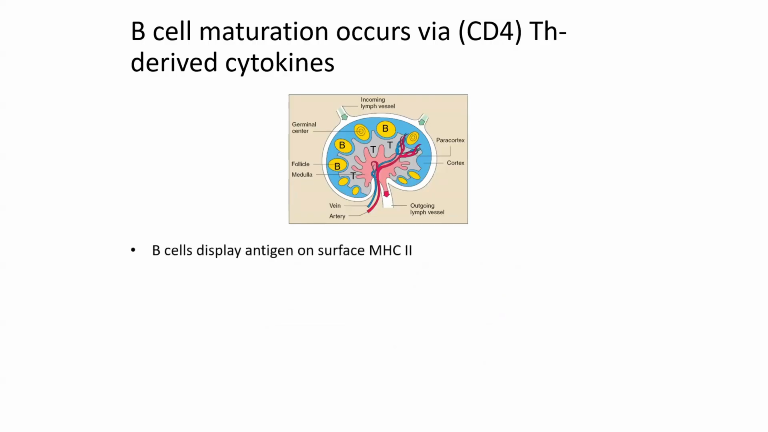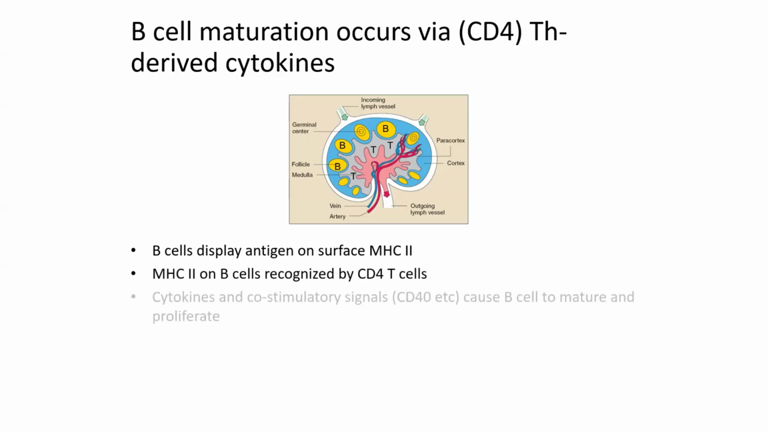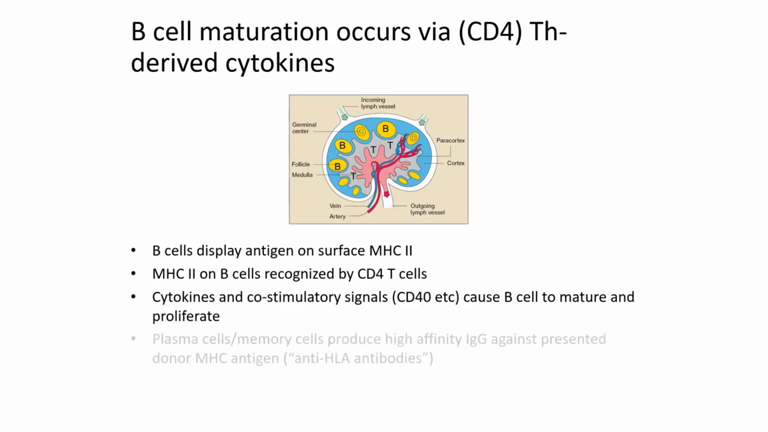So now we're discussing B cells. Remember, B cells are antigen presenting cells. They display an antigen on MHC2. It's recognized by CD4 T cells. And then you get the cytokines and co-stimulatory signals that cause the B cell to mature and proliferate. So this is almost like a circular handshake. And B cells, when they mature and proliferate, become plasma cells and memory cells.